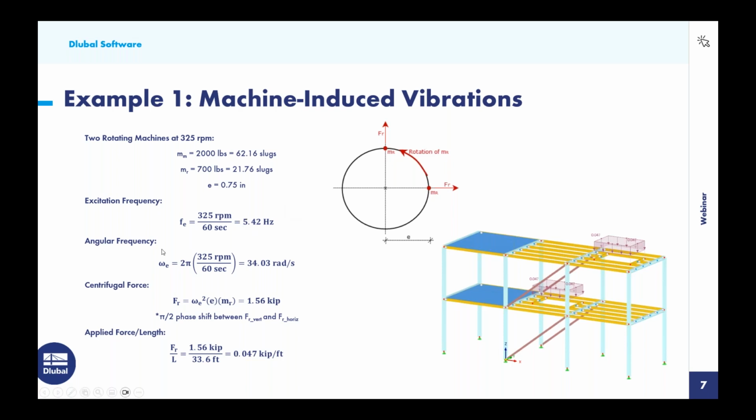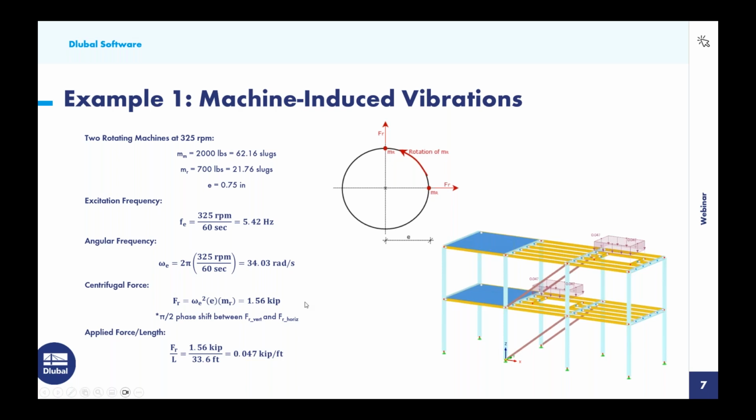The angular frequency is calculated by simply taking the excitation frequency, multiplying by 2 pi, and we get 34.03 radians per second. And finally, we want to calculate the centrifugal force. So the centrifugal force is the angular frequency squared, multiplied by the eccentricity, converted to feet, multiplied by the mass of the rotor in slugs, and we get 1.56 kips.